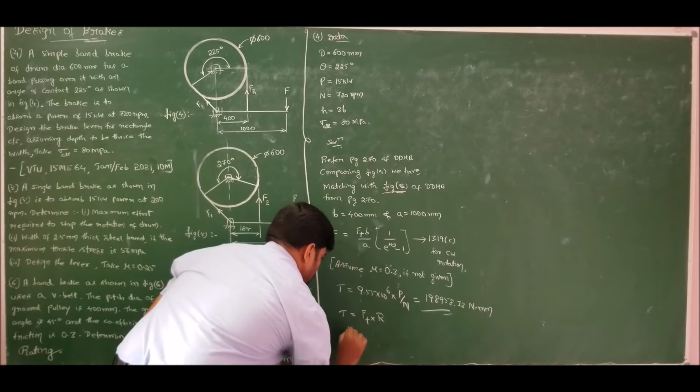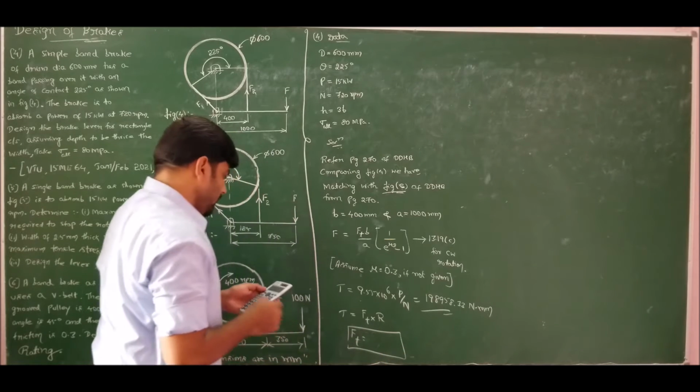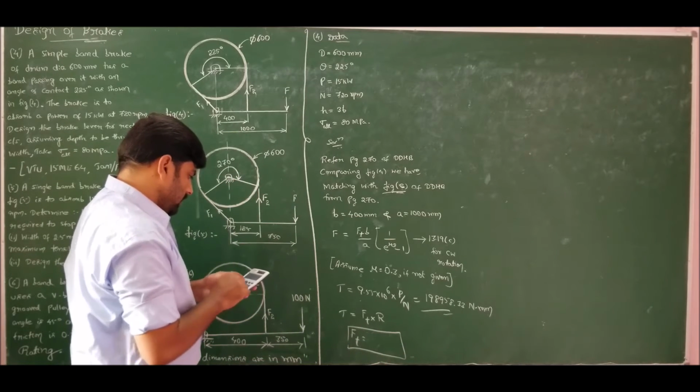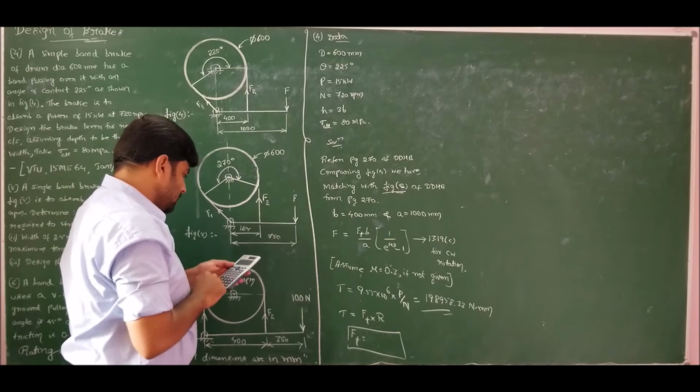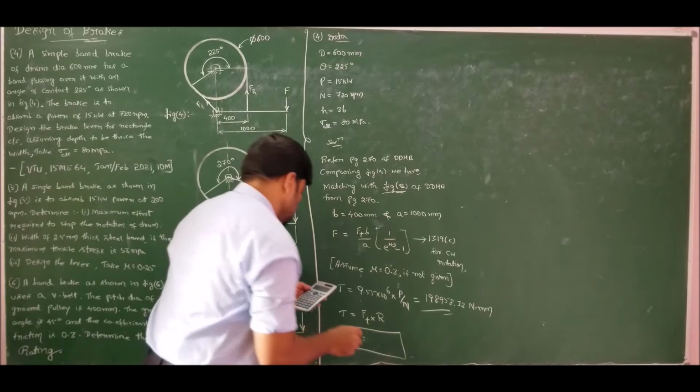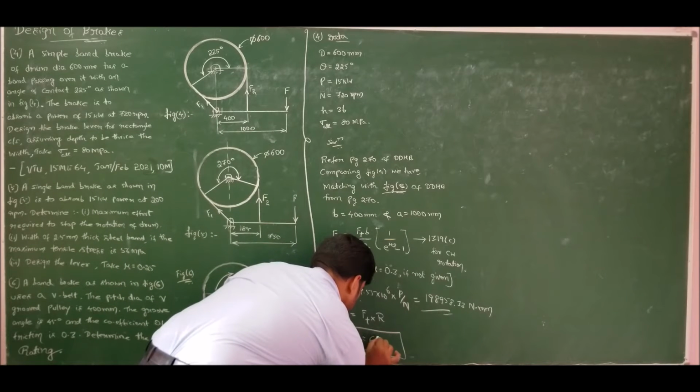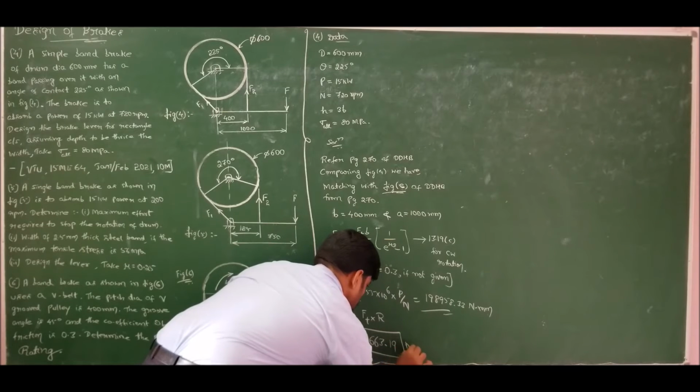Now we already know that torque is also equal to tangential force times the radius. So therefore, the value of tangential force will be this answer divided by radius. The diameter is 600 mm, therefore radius is 300 mm. Hence the tangential force for this problem is 663.19 newtons.